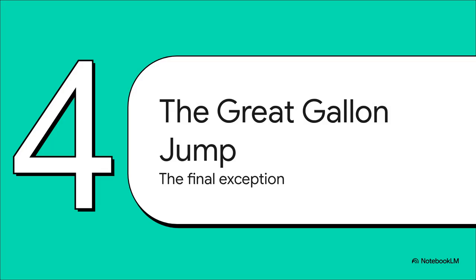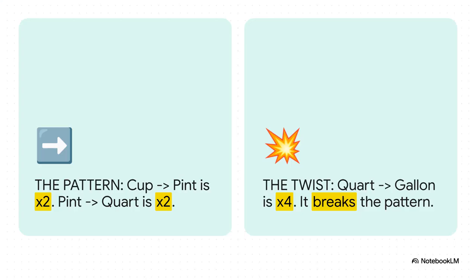But wait, just when we think we've totally cracked the code, we run into the final boss of kitchen measurements, the gallon. And yeah, this is where the system throws us a little curveball. So here's the twist. We had this beautiful, clean doubling pattern going. Cup to pint is times 2, pint to quart is times 2. But the jump from a quart to a gallon isn't times 2, it's times 4. This is the one and only exception to our neat little rule.